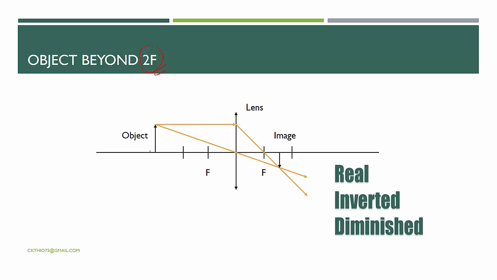The characteristics are that it is real, and it is inverted, and it is diminished. Diminished means smaller. Real means that the actual light rays intersect after passing through the lens. They converge and intersect at a particular point, and this is where the image will lie.